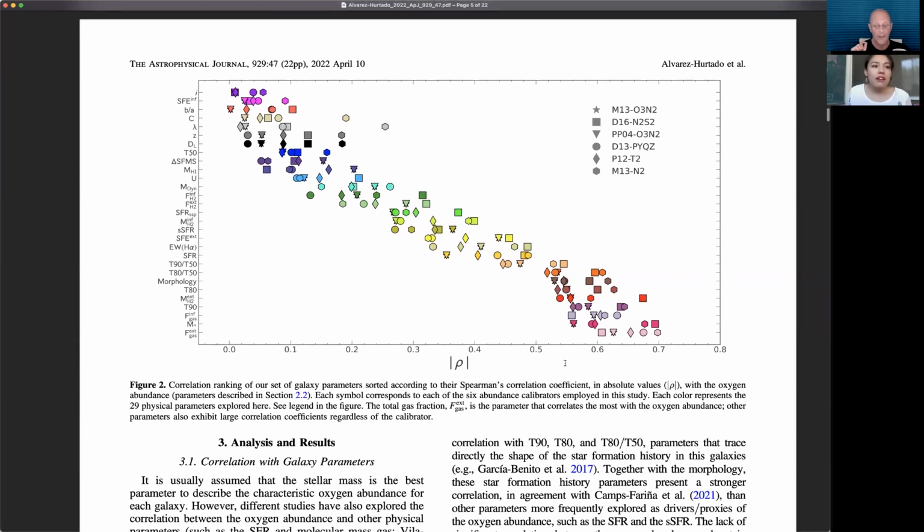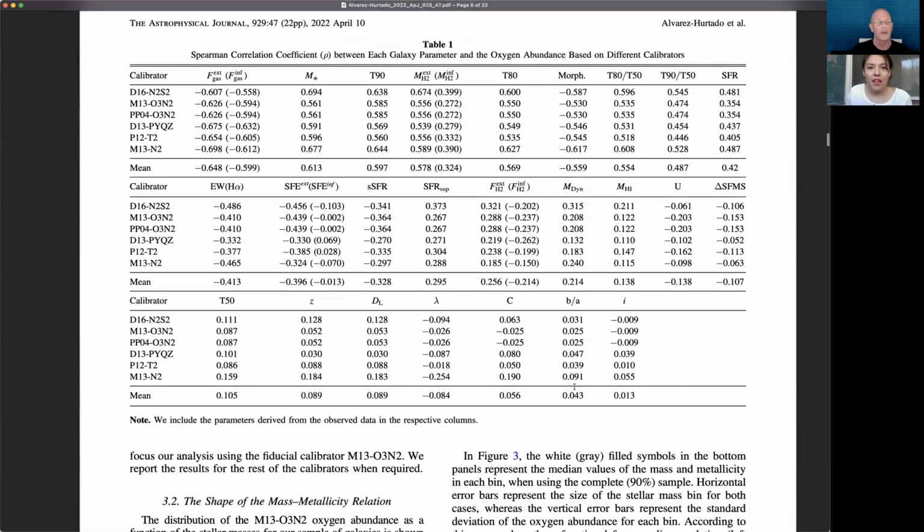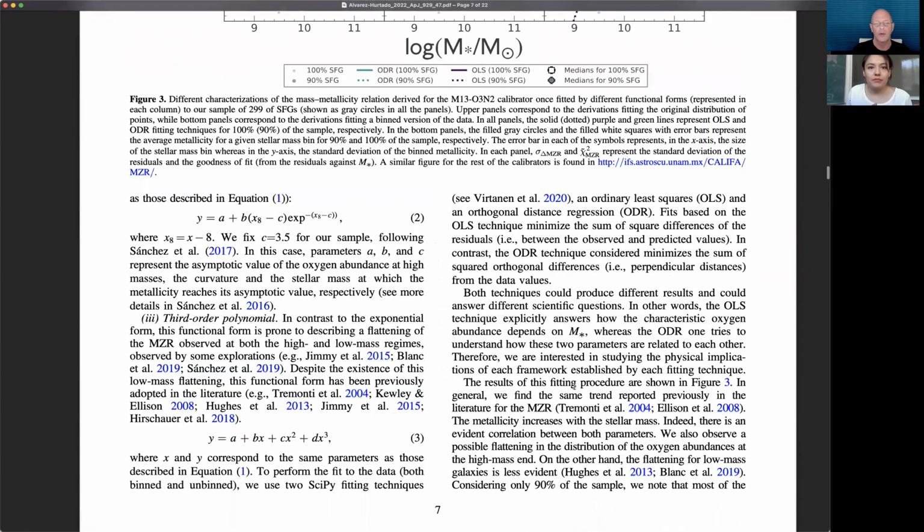And according to our exploration, outliers could affect the binning criteria, inducing a misrepresentation of the number of galaxies for a given stellar mass in less populated regimes. Moreover, we know that depending on the fitting technique, the shape of the mass metallicity relation is significantly different for the same functional form, as we can see in figure 3. Figure 3, there are some of our coefficients.